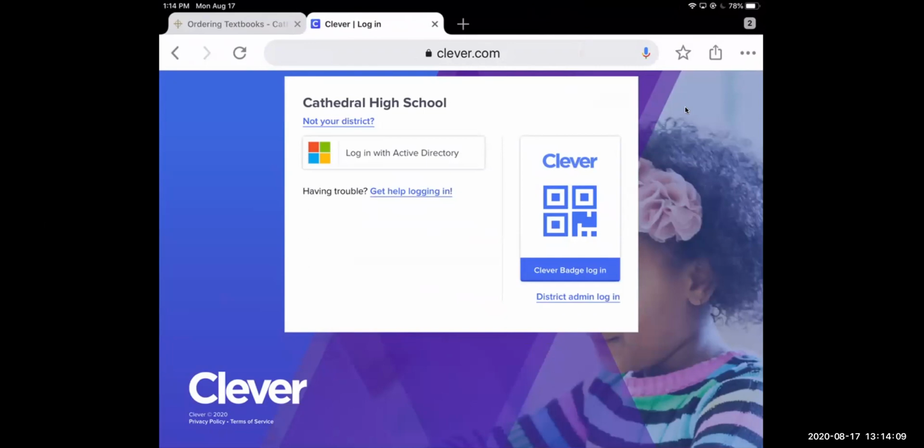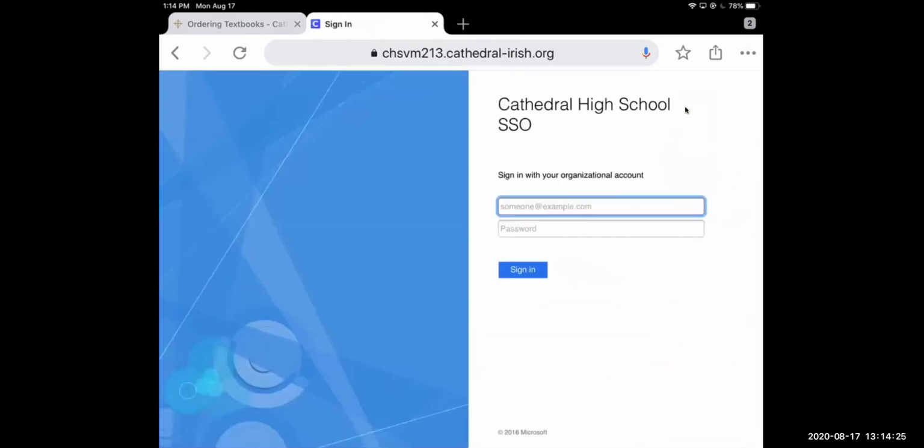Question? Under academics, it says textbooks, access, and order, something like that. Do you see it? Okay, and then when you click that, you'll say connect with your school, and then you'll say log in with Active Directory. Active Directory means it's going to connect your PowerSchool and your EdTech account.